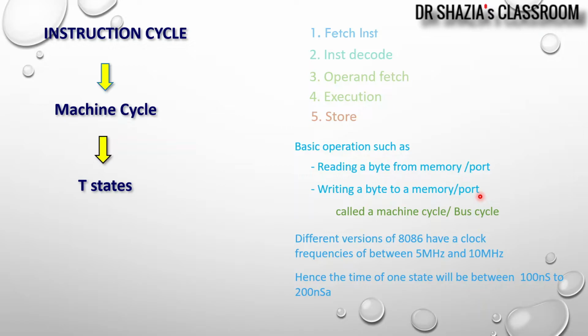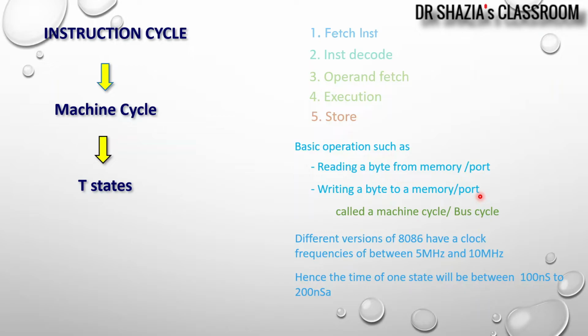As explained earlier, the T state is the time between two falling edges of the clock signal. So we have different versions of the 8086 microprocessor having clock frequencies between 5 megahertz to 10 megahertz. As T is 1 upon F, one T state could be anywhere between 1 by 5 megahertz to 1 by 10 megahertz, which is 100 nanoseconds to 200 nanoseconds.